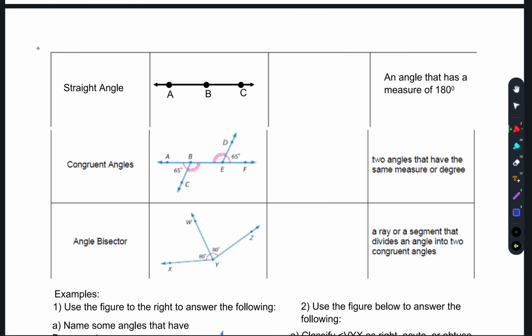Okay, so what happens when it reaches 180 degrees? Well, we call that a straight angle. It is an angle that has a measure of exactly 180. And if you'll notice, that diagram looks exactly like a line because it is a line. A straight angle is the same thing as a line. So lines have a measure of 180 degrees. We could say this angle, the measure of angle ABC, equals exactly 180 degrees. Questions there?